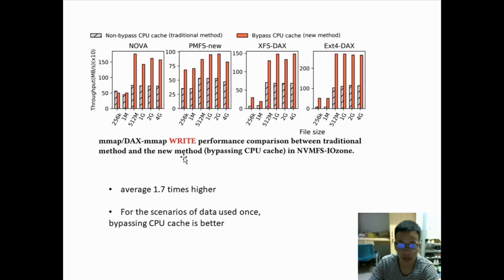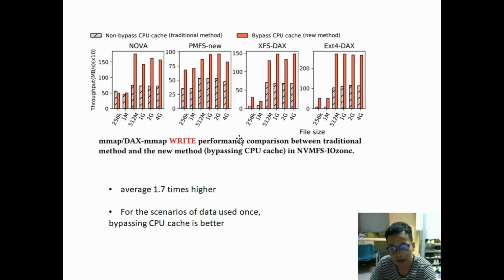Now we try the new method of bypassing CPU cache in comparison with the traditional method. The result in this picture for data used once: the throughput of bypassing the CPU cache is higher than the traditional method, on average 1.7 times higher, because NVM can be accessed directly and there is no overhead of disk I/O. So the overheads of cache missing and flushing CPU cache will cause significant impact on the throughput.